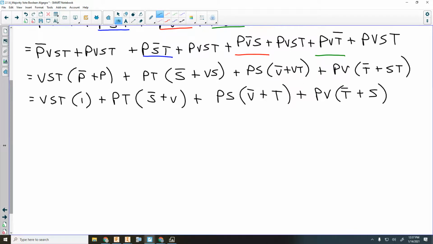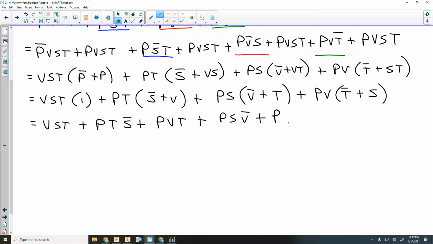So now we just have to redistribute everything. VST or PTS naught or PVT, or PSV naught, or PST, or PVT naught, or PVS.